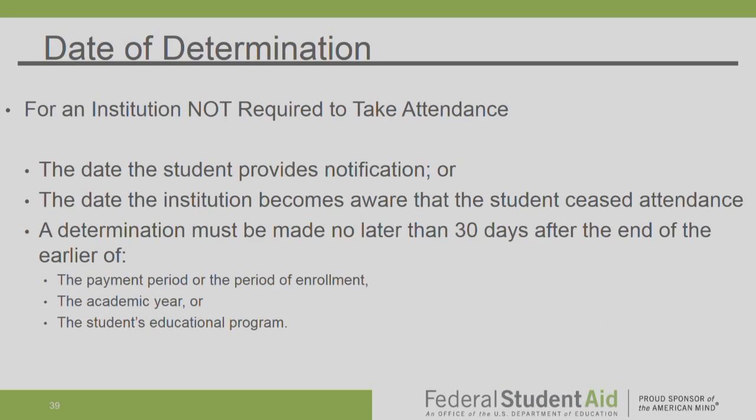For an institution not required to take attendance, the requirements of the date of determination are similar to what we just discussed. The requirements for a student who provides notification are the same, but for a student who withdraws without notification at an institution not required to take attendance, there are some different requirements. A school must determine the withdrawal date no later than 30 days after the end of the earlier of one of the three last bullets here. The payment period or the period of enrollment as applicable, the academic year, or the student's educational program.